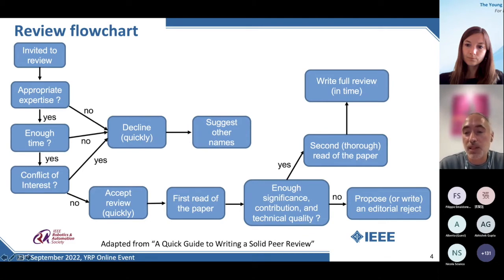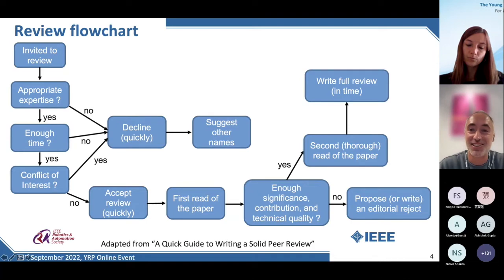In general, I think this is best for a reviewer to do by email, by contacting the editor directly, saying, look, I think this paper is too weak or whatever, so maybe we should just reject it editorially, and then the editor will see what to do. Otherwise, if you think that the paper can have a contribution, of course, you need to have a thorough read of the paper, and then write the peer review in time.